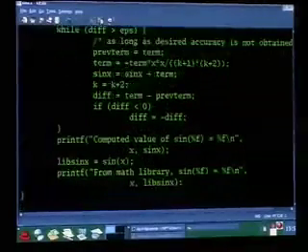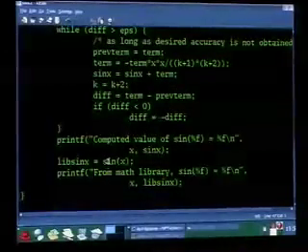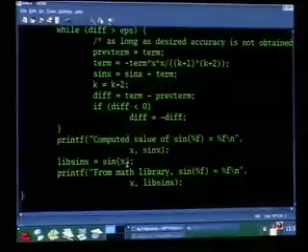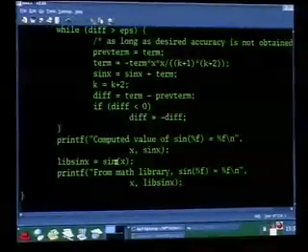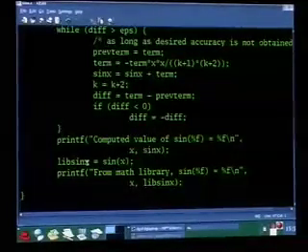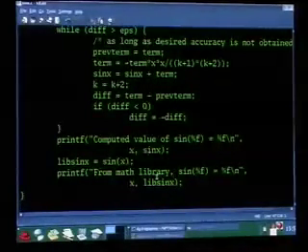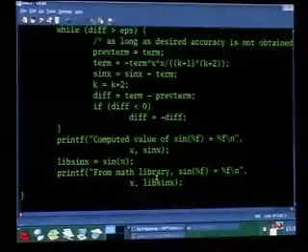And here we are computing the same value using the math library function sine. So lib sin x assign sine of x. So this will directly give us the value of sine of x from the math library, and we are also printing this value just to compare that the value that we have computed is correct.